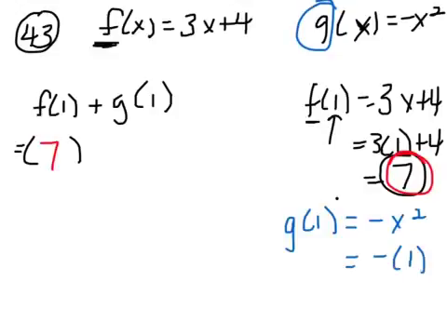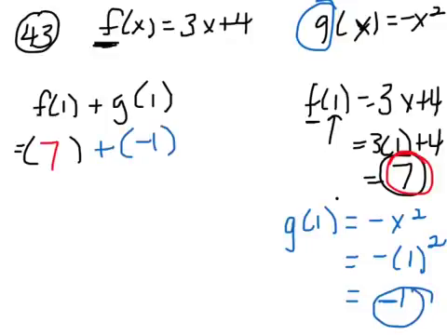Again, the square's only going to go with the 1 because it's attached to the x only. So 1 squared is 1, but there's a negative out in front of it. So I'm going to put in a negative 1 because g of 1 is negative 1. Now all I'm going to do is say what's 7 plus negative 1? It is 6. So the answer to 43 is 6. Part of the reason we have different ways to write equations is so that we can have several of them and call them different letters, and then we know which function we're talking about.